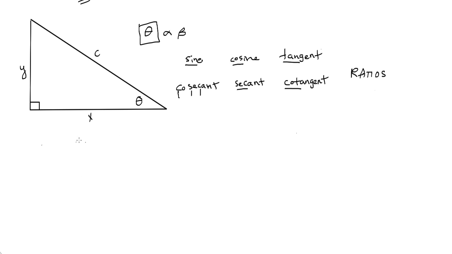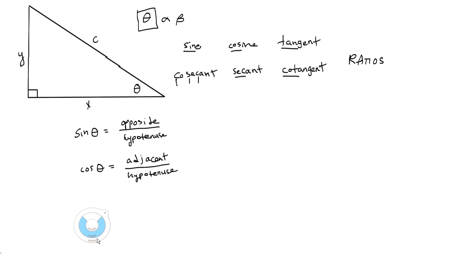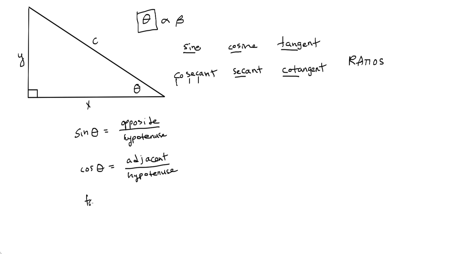So let's talk about angle theta, or any angle for that matter. The sine of an angle is equal to the length of the opposite side over the length of the hypotenuse. The cosine of any angle is equal to the length of the adjacent side over the hypotenuse. And remember, all we're talking about right now are right triangles. We can use these trig functions for non-right triangles, but we won't get to that for a bit. Okay? And the last of the standard trig functions is tangent. That's opposite over adjacent.